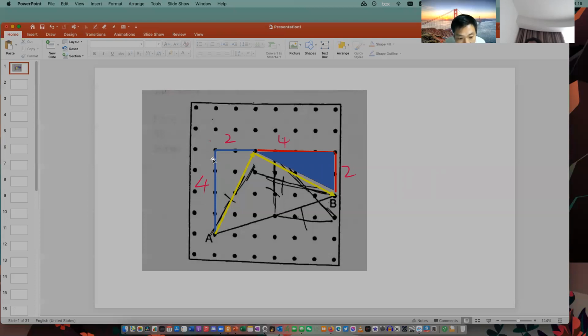But generally, if your base is 4 and the height is 2, you will get two lines. These two yellow lines are the same. So that's how you form the first isosceles triangle. Next time, please make use of this technique to sketch. All right, so far so good.